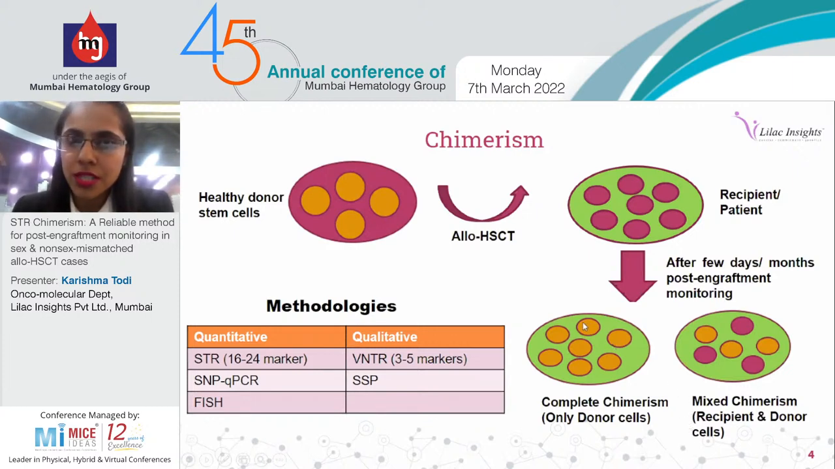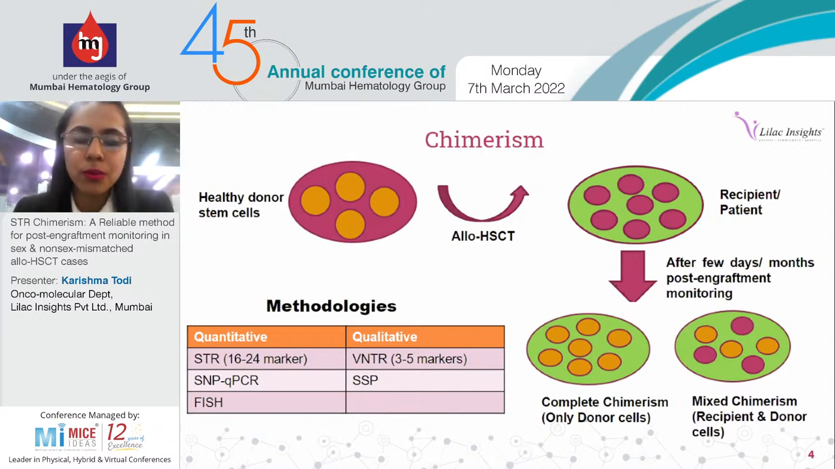There are different methodologies through which we can test chimerism. They are divided into two parts, either qualitative or quantitative. With qualitative methods, we can get a rough estimation of how much chimerism percentage is present, or whether there is an absence or presence of donor cells. With quantitative methods, a particular percentage is given, through which it is very easy to calculate how much percentage of donor cells and how much percentage of recipient cells are present.